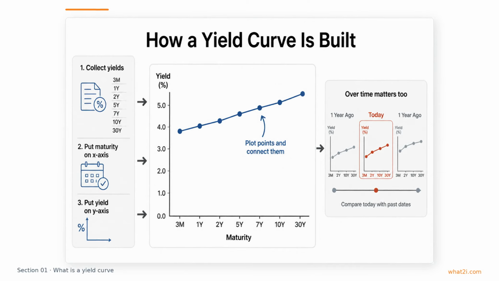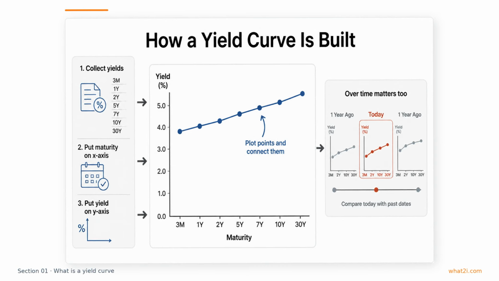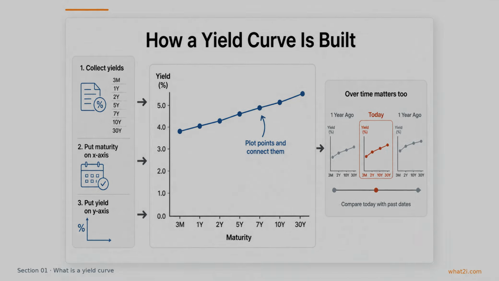Building a yield curve is conceptually straightforward. You gather yields for bonds of the same credit quality across a range of maturities, such as 3 months, 2 years, 5 years, 10 years, and 30 years. You place maturity on the horizontal axis and yield on the vertical axis. Then you plot each bond's yield and connect the points to see the overall shape. Once that shape is visible, you can compare it with curves from earlier dates. That time comparison matters, because the change in the curve can be just as informative as the curve itself.